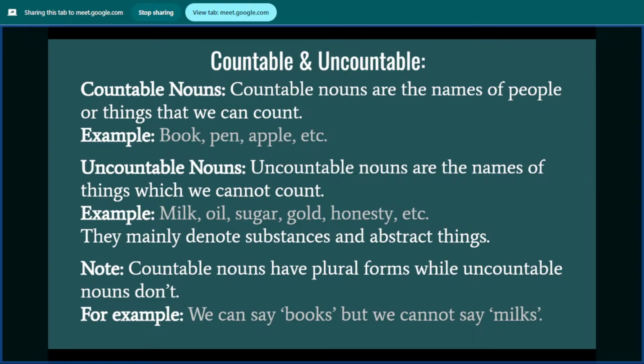For example, if I ask you, how many mobiles do you have? What will be your answer? How many mobile phones do you have?